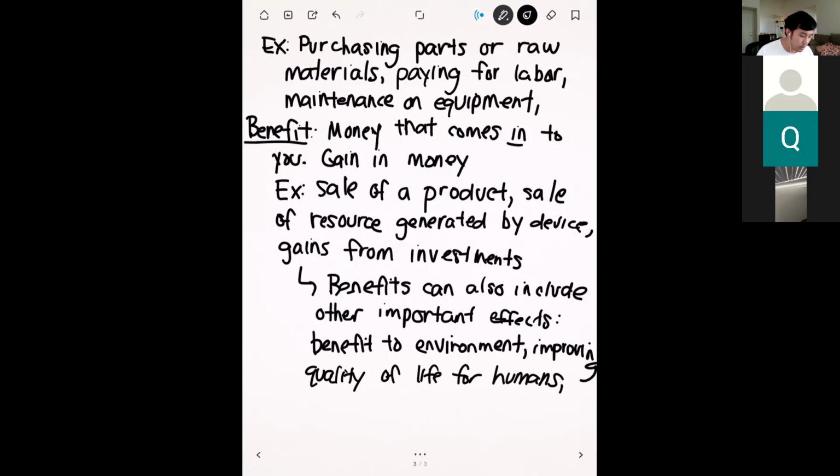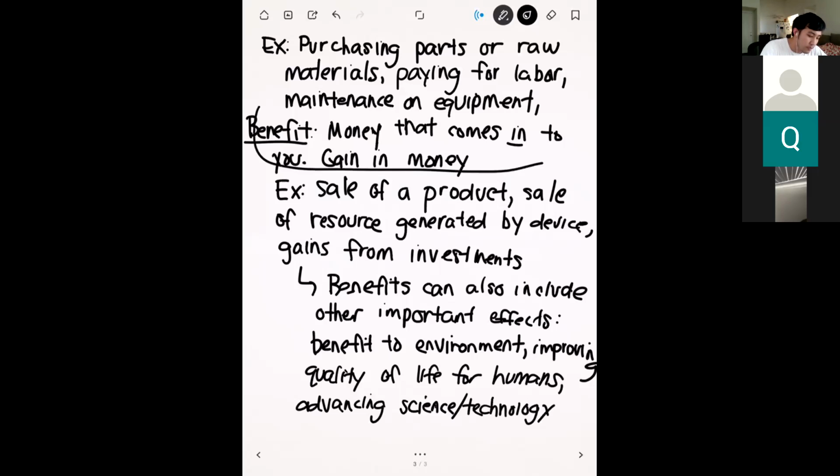And just like I mentioned before, another benefit could be just advancing the field of science and technology. So a lot of academic research falls into that category, where you're paying researchers to basically discover something new about the world, but it's not going to make any money. Right? So benefits come in a lot of different forms, but for the purpose of this class, we're mostly going to be focused on the money definition of benefits. The other aspects of benefits we'll go over more in the ethics portion. Okay, are there any questions on this before I move on?